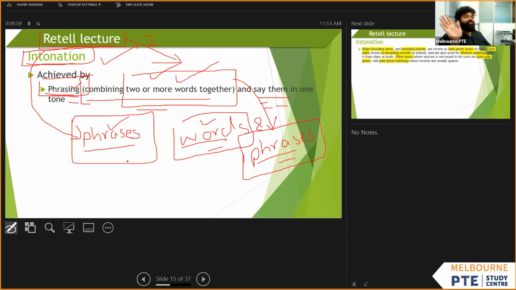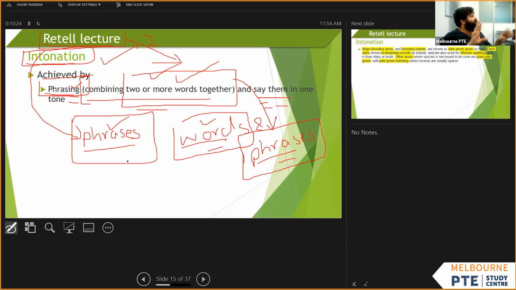Okay, as long as you do just this thing properly in your repeat sentence and retell lecture, the other thing about intonation you don't need to worry about here for retell lecture and repeat sentence. That should be okay. There are some other points for read aloud, but those will be discussed in the class for read aloud. You don't need to worry about them anymore. Okay, so what you need to do carefully, phrasing basically.